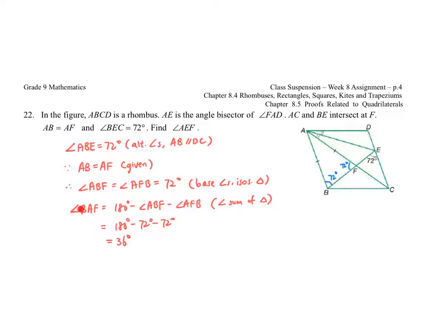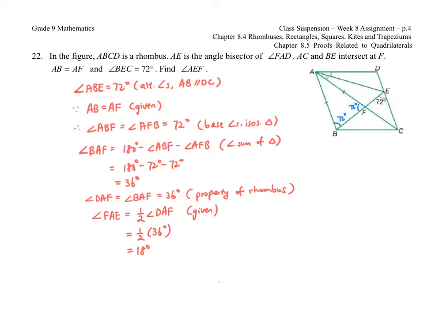Next step is to find out angle BAF by angle sum of triangle. Then the diagonal AC bisects angle BAD, so you can use the property of a rhombus to claim angle DAF is also 36 degrees. So in order to claim that angle FAE is half of angle FAD, the reason is that AE is the angle bisector of angle FAD. So finally you can find out angle AEF by angle sum of triangle easily.